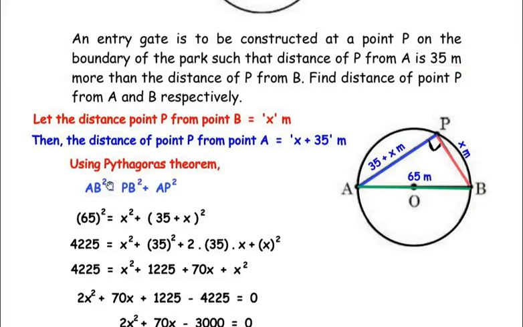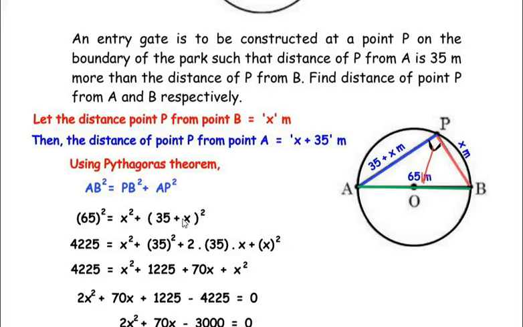So here we have written using the Pythagoras theorem. Now in this triangle, AB represents the hypotenuse because the hypotenuse is always opposite to the 90-degree angle. And here 90 degrees is formed at point P. So here AB square, hypotenuse square, will be equal to sum of the square of rest two sides. That is PB square plus AP square. Now the value of AB we have here is 65. So we have written 65 square is equal to, now here PB is x. So we have written x square plus AP is 35 plus x or x plus 35 the whole square.